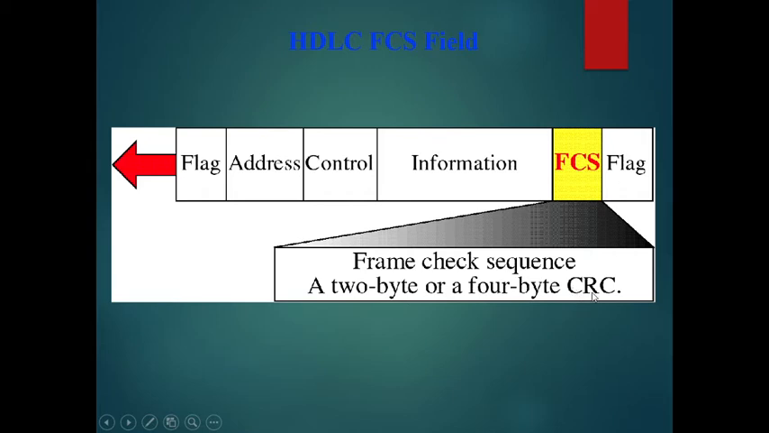There is a method called cyclic redundancy check. By using either a 2-byte or a 4-byte CRC, we could detect the error which can occur in a particular frame. So we have seen about the flag field, the address field, the information field and the frame check sequence. Now we will see about the control field.